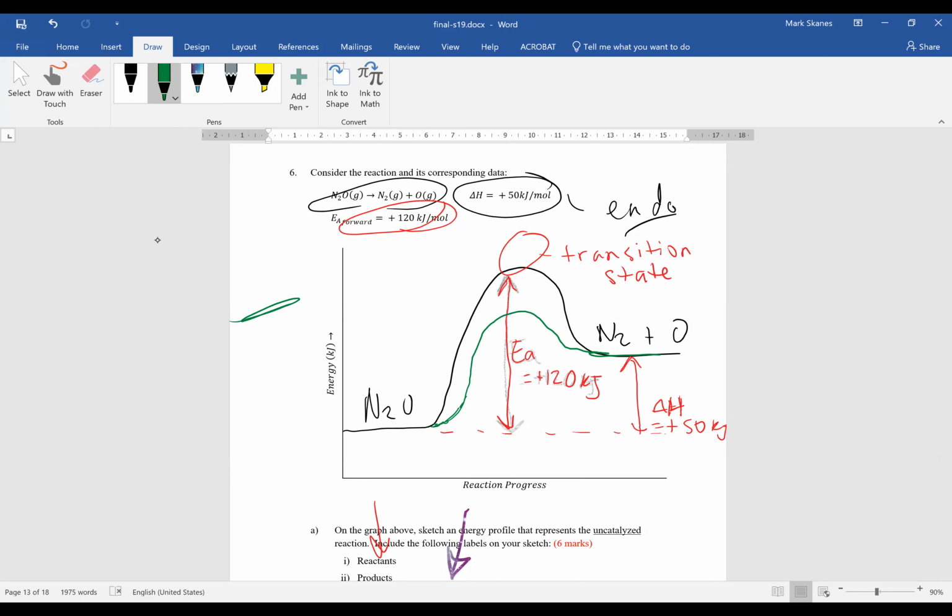So green is catalyst. So what does a catalyst do? A catalyst is a shortcut. A catalyst is something that lowers the activation energy of a reaction. And again, wink, wink, catalysts do not shift equilibrium. Catalysts just make reactions happen faster, full stop. That's the answer to what a catalyst is.